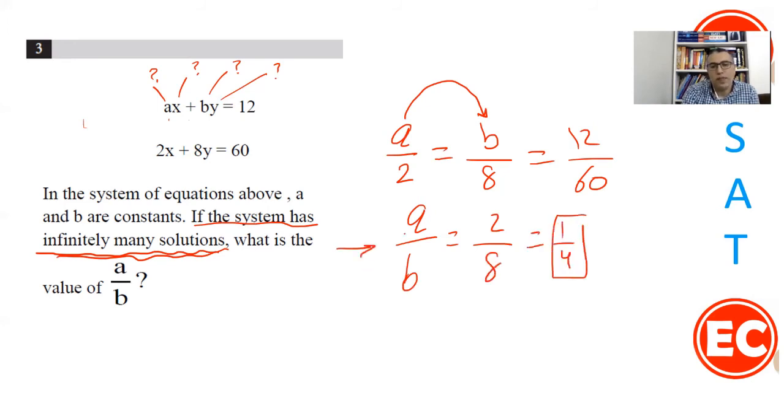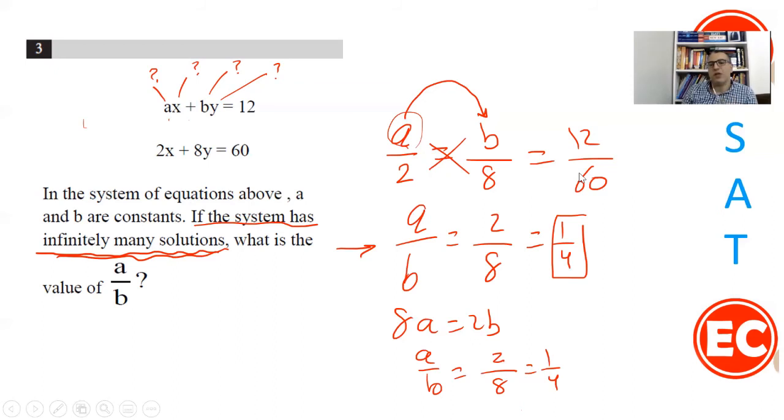What if you don't know? I can use cross multiplication: 8A is equal to B. So A over B is equal to 2 over 8, which is equal to 1 over 4. What if I figure out the value of A, 12 times 2 divided by 60, and the value of B, 12 times 8 divided by 60? It's okay, no problem, but it will take a lot of your test time.